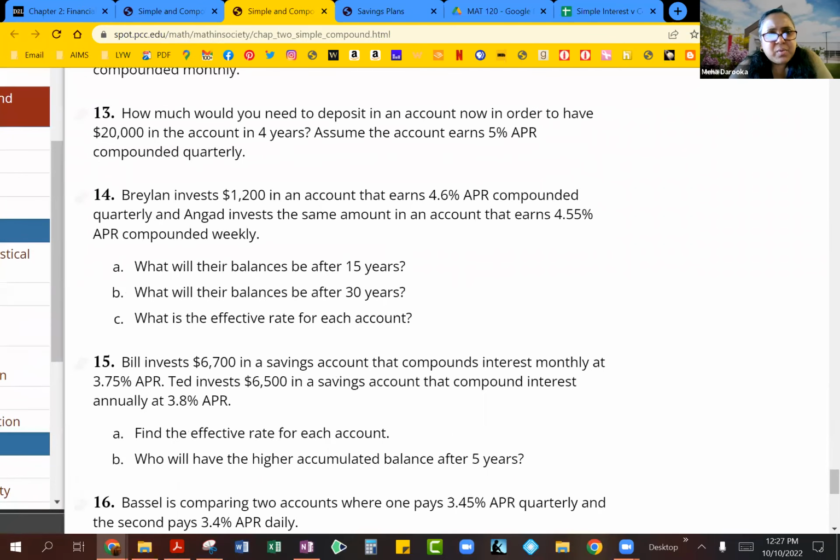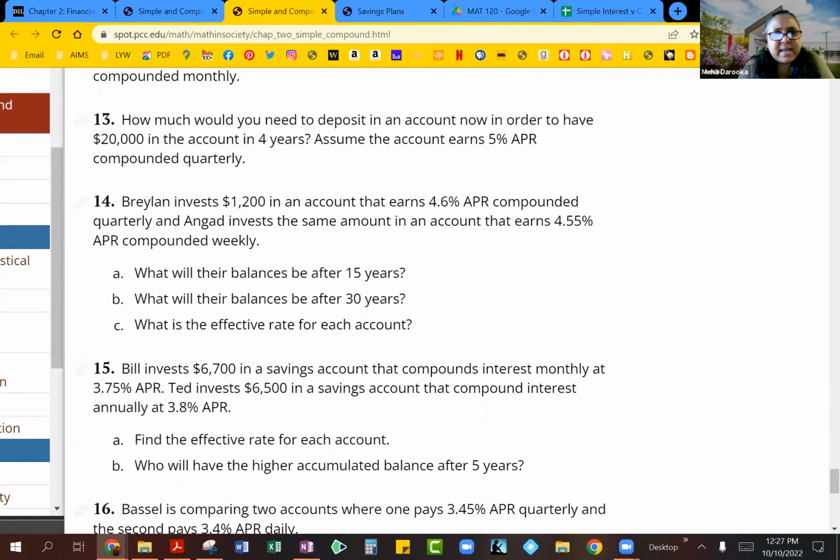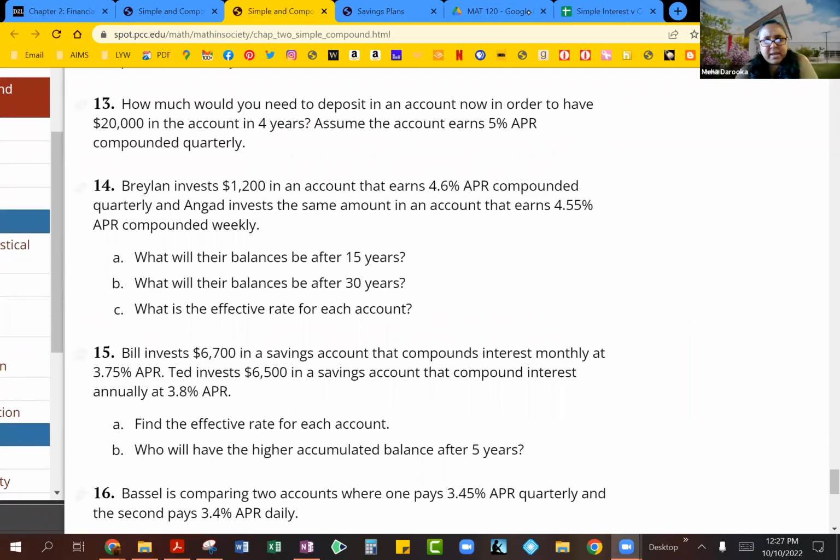So they actually have, what was that example we were working on last time? I think it was the Braylon and the Angad formula that we were looking at. All right, Kendall, we're just going to wrap up this example and then we're done with section 2.2.